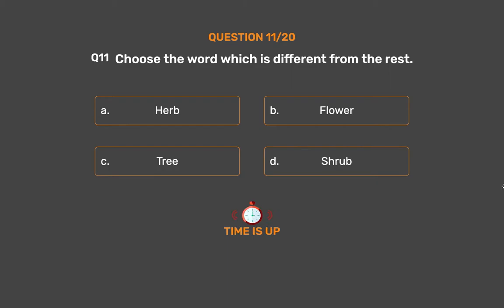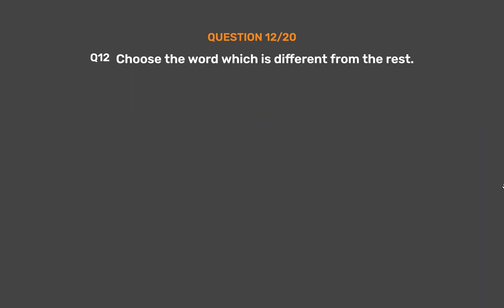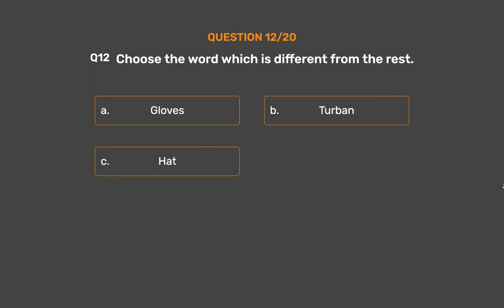The correct answer is option B, flower. All except flower are types of plants. Question number 12. Choose the word which is different from the rest. Option A, gloves. Option B, turban. Option C, hat. Option D, cap.